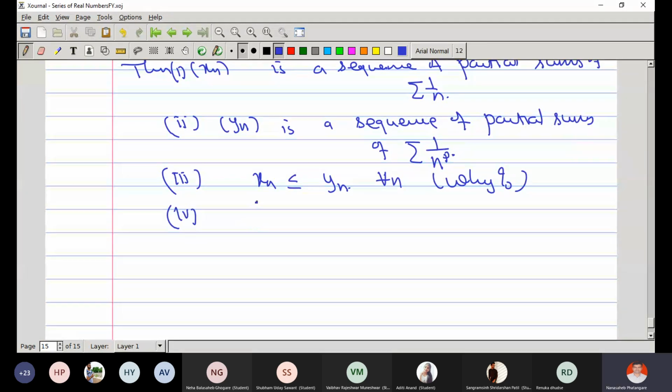And now, I am using basic knowledge. I am not using any hi-fi concept or rocket science, just the basic fundamental definition, whatever we discussed so far. So limit of xn is less than or equal to limit of yn. Is it true? Yes, sir. Right.